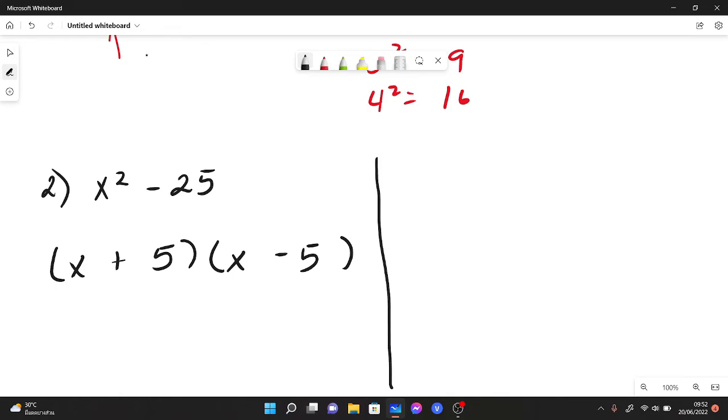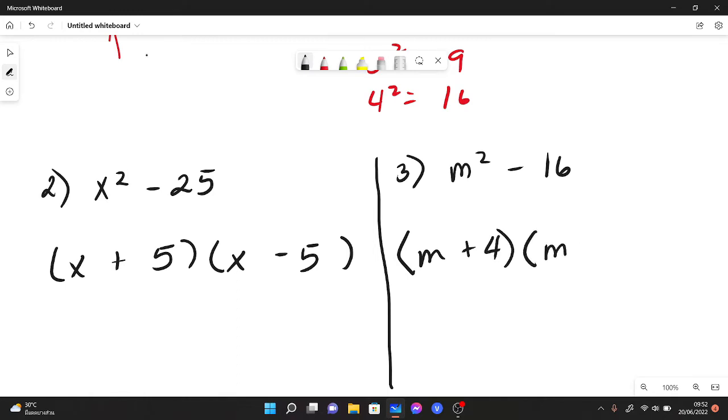Another question, number 3: m squared minus 16. So m plus, this is a perfect square number, so positive 4, m minus 4. I hope you understand this kind of question and how to factor it. Now, let's say number 4.